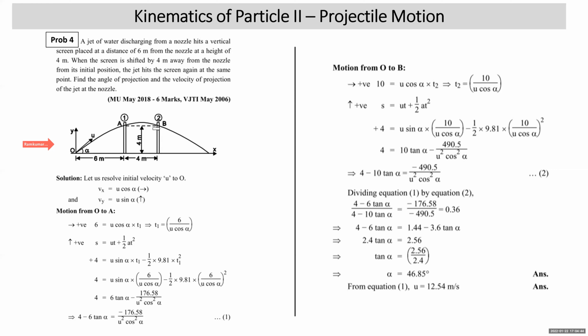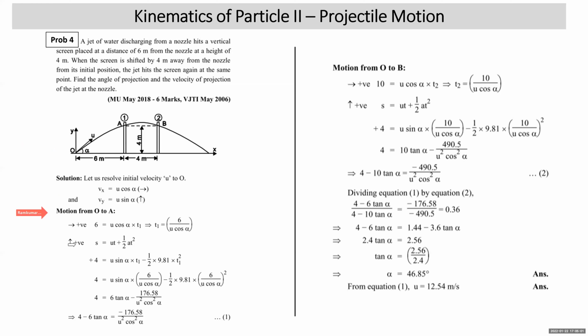As in the previous problem, there were two targets defined. Even in this problem, two targets have been defined. So we first resolve the initial velocity. The horizontal component will be u cos alpha, and the vertical component will be u sin alpha. They are not shown in the diagram but have been listed here.